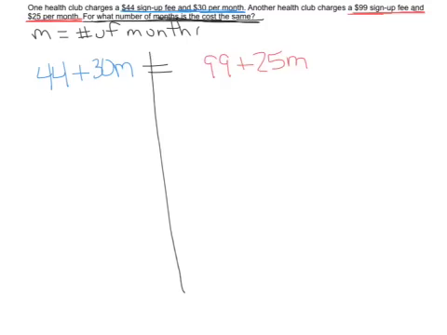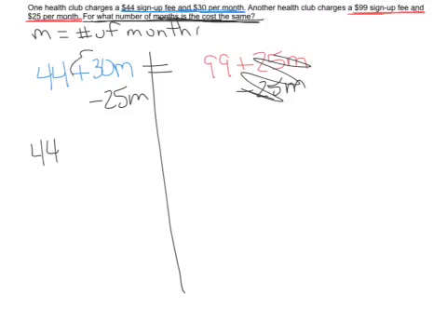Since we have variables on both sides, I'm going to start with the smallest variable, which is the 25m. So I'm going to subtract 25m from both sides. That 25m is going to cancel on the right. And on the left, we'll bring down the 44, and we'll have 30m minus 25m. So that's a positive 5, so plus 5m equals, and on the right, we'll have equals 99.